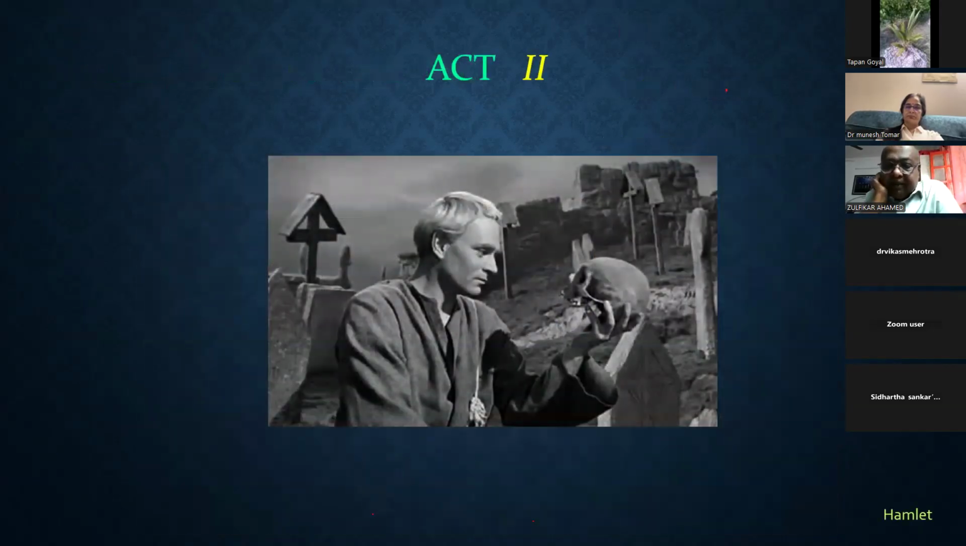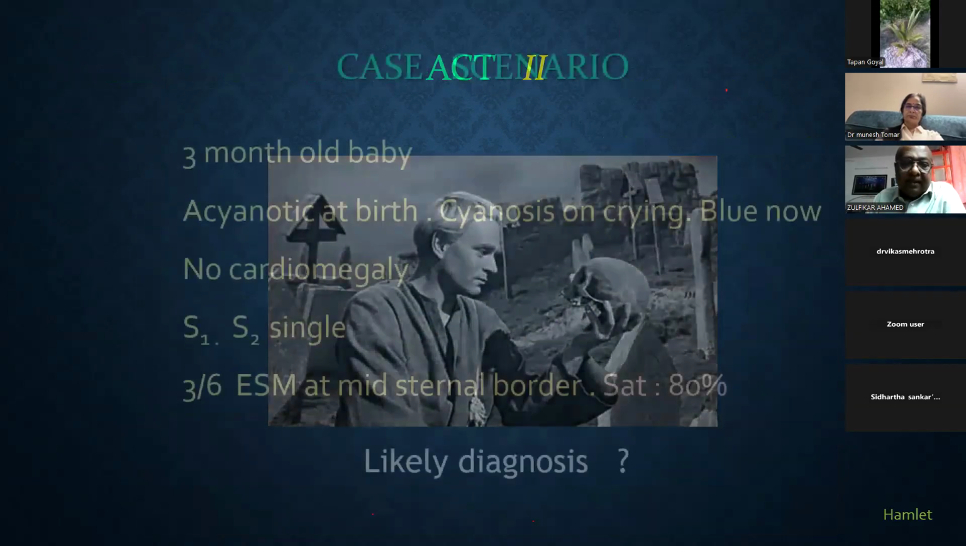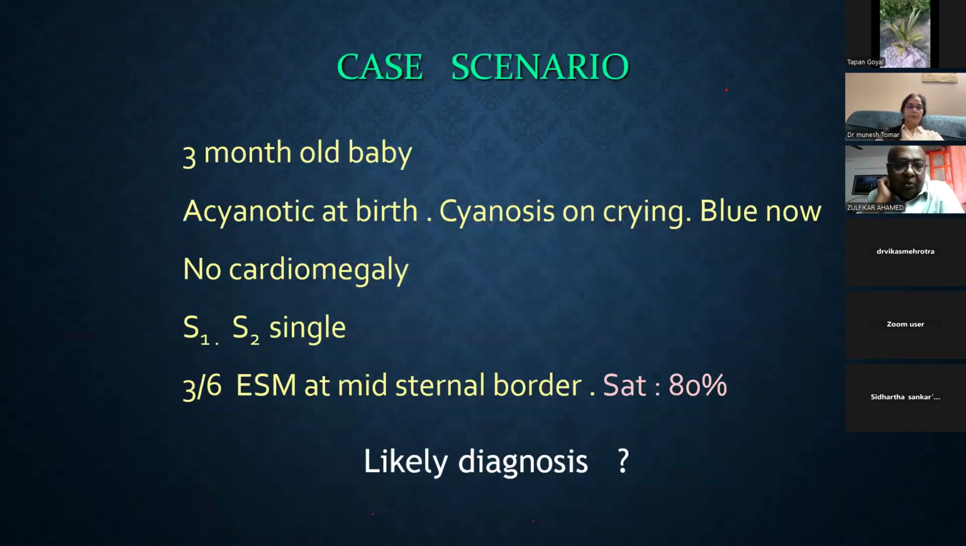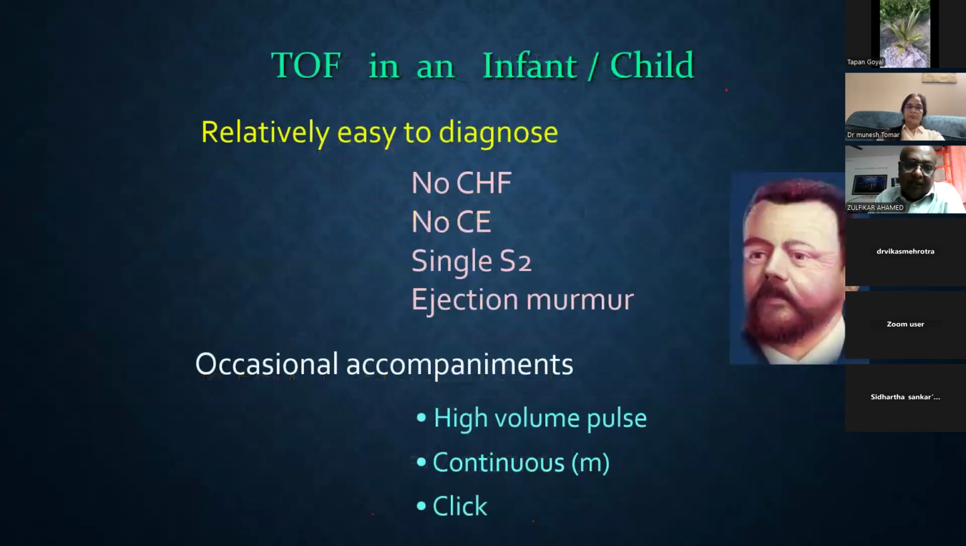Now, the second act is probably the most common and the most popular act. That is a 3-month-old baby who is blue, not blue at birth, became cyanosed on crying. Now is resting blue in color, no cardiomegaly, a single second sound, a mid-systolic murmur at the mid-sternal border with a saturation of 80%. So even at an MBBS level, we know this has to be a tetralogy of Fallot, which is relatively easy to diagnose because there will be no heart failure, no cardiomegaly, single S2, and an ejection murmur.